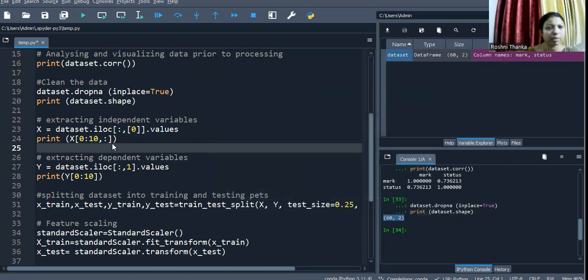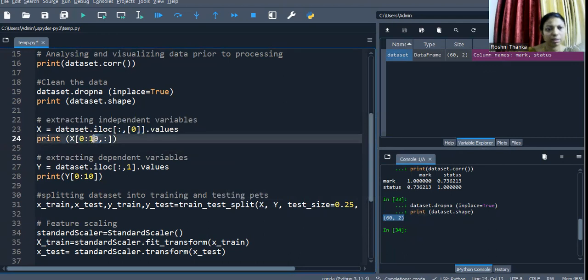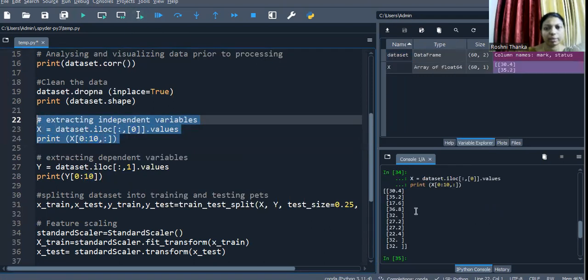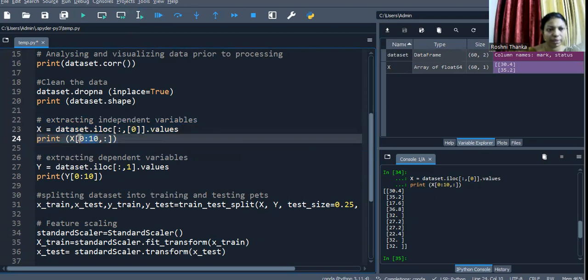If you run it, we are going to take all the rows, and the first 10 row values we are going to display. If I run it, you can see the first 10 rows I am displaying here. This specifies the row, and I'm taking the first 10 row values.